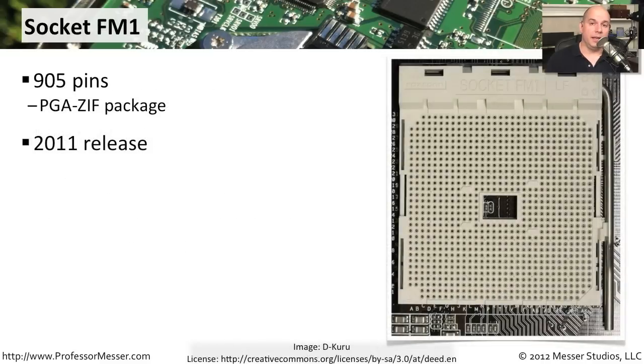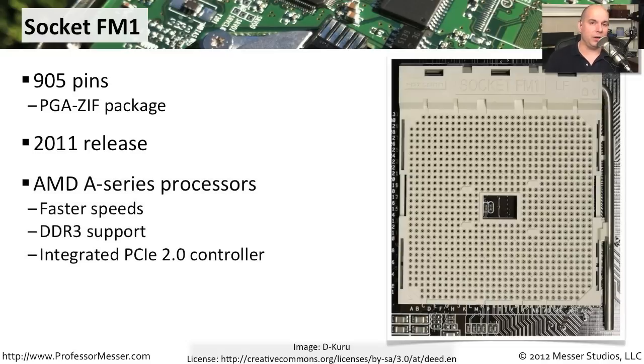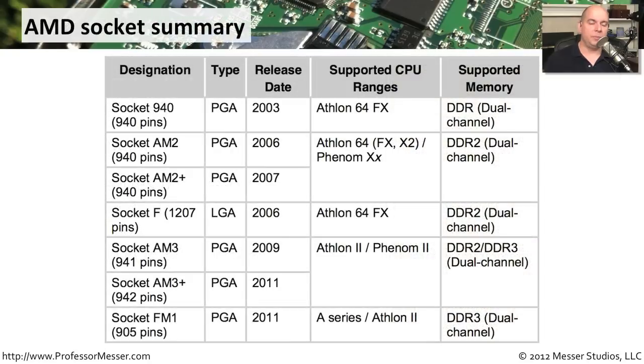In 2011, AMD also introduced the 905-pin socket FM1. The FM1 allowed processors that had higher performance. They used DDR3 memory, and it did things like take the PCI Express controller and move it onto the CPU itself. Here's a summary of the AMD sockets from the 940 up to the FM1.